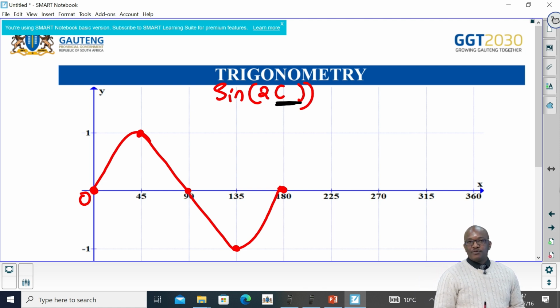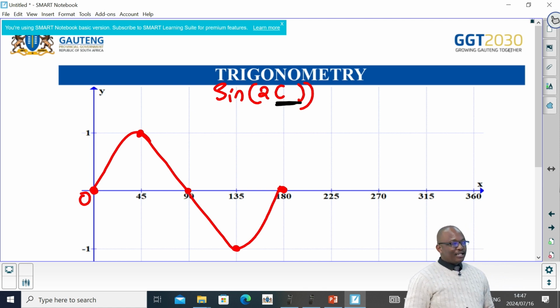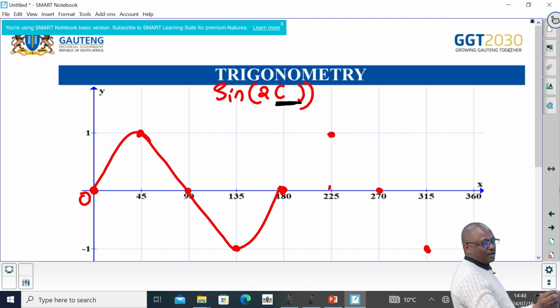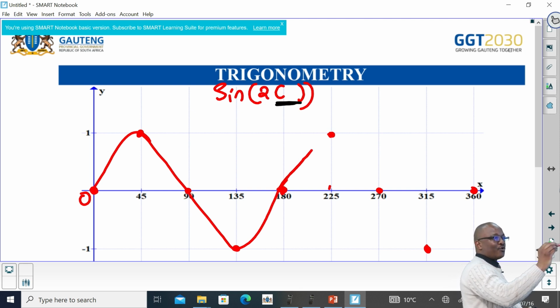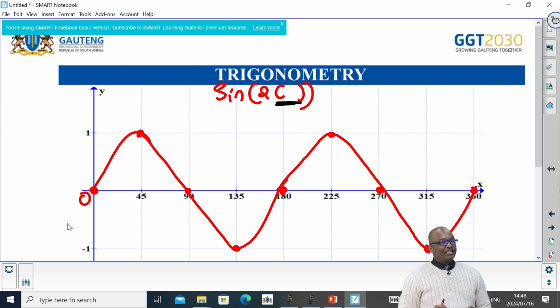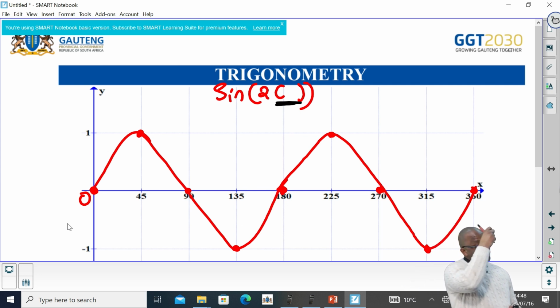Then now we are not done because we also have to sketch it up until 360. So we are going to continue to substitute 225. If we substitute 225, we are still going to get 1, 270, 0, 315, -1, and 360, we're going to get 0. So now this graph will complete another shape of sine. So now, in this case, you can see that the graph of sine has completed 2 full revolutions. So that's how K affects this particular graph of sine.